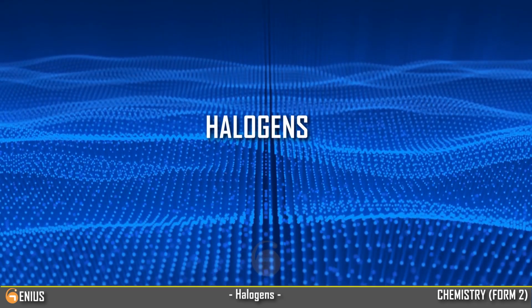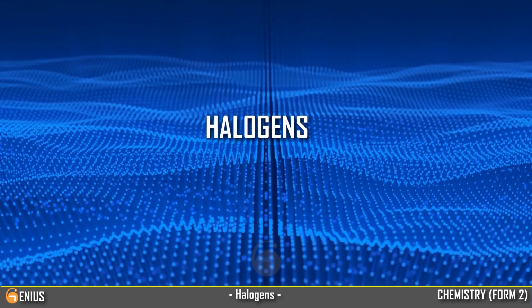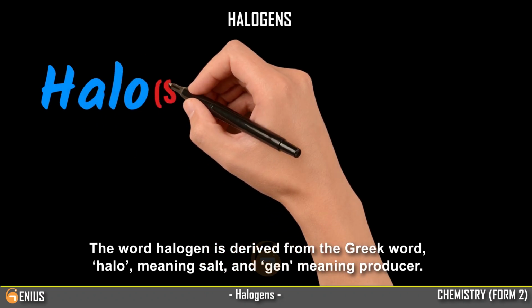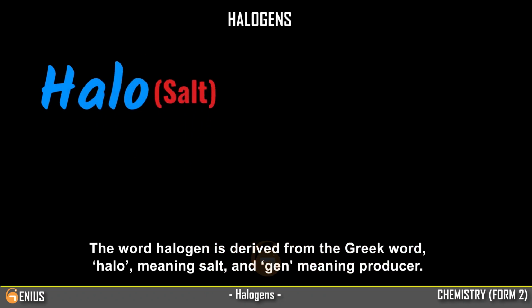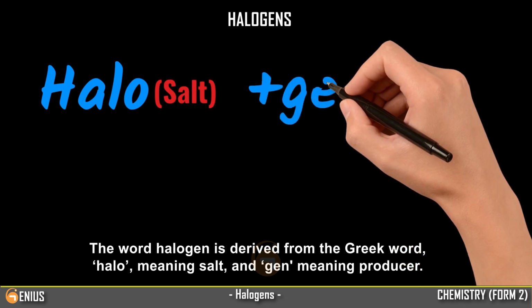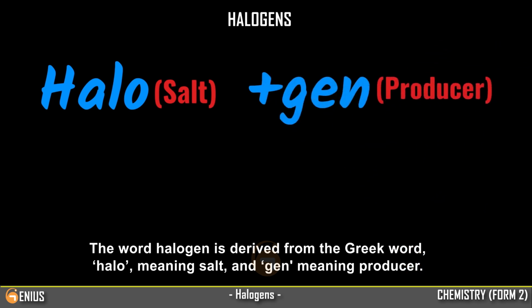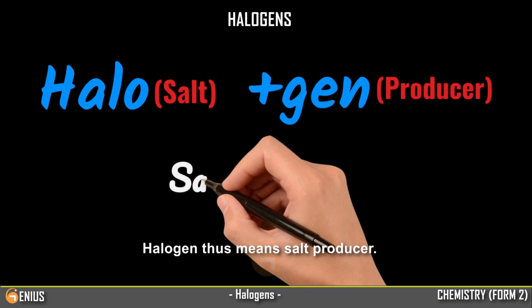Halogens. The word halogen is derived from the Greek word halo, meaning salt, and agen, meaning producer. Halogen thus means salt producer.